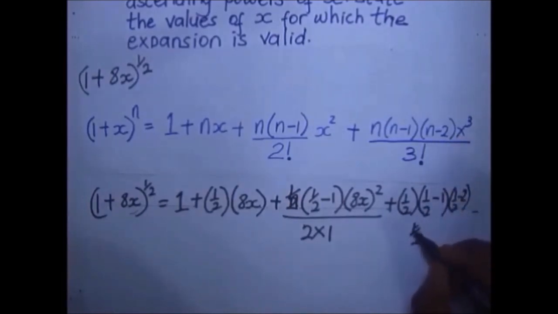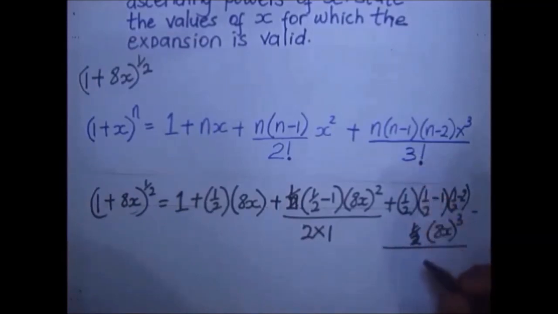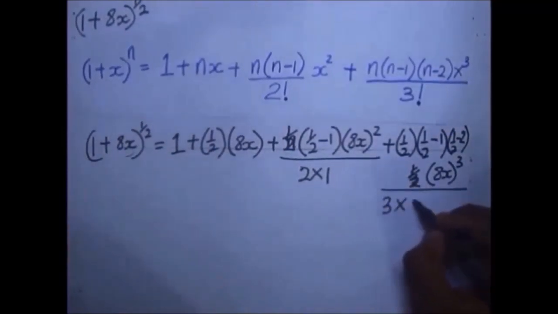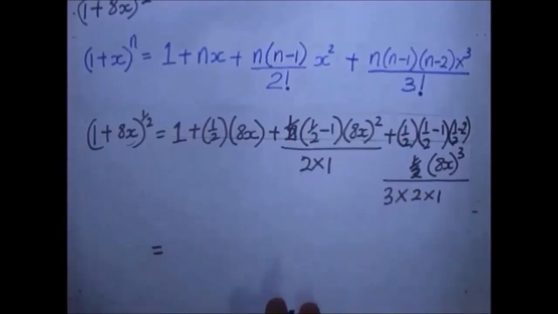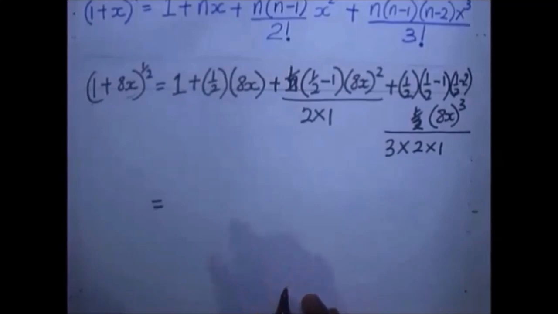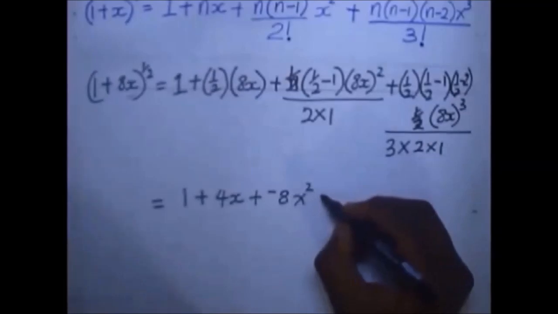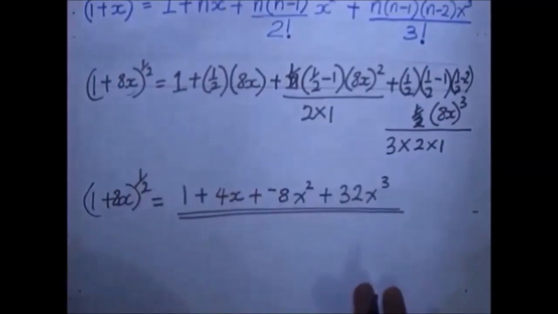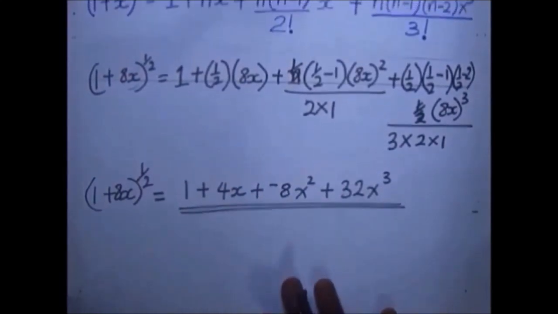What's the value of x? The value of x is 8x to the power 3. All this is divided by 3 factorial. What is 3 factorial? 3 factorial is 3 times 2 times 1. So when we compute all that, we shall end up with 1 plus 8x to the power half. That's the binomial expansion. So now we answer the other part of the question.